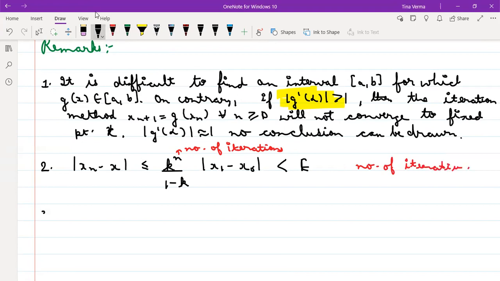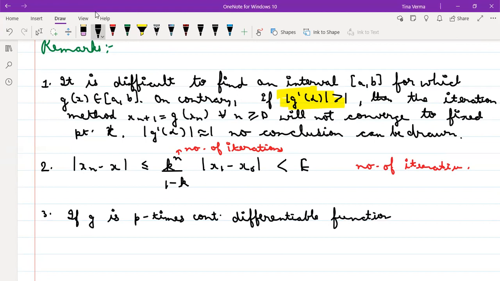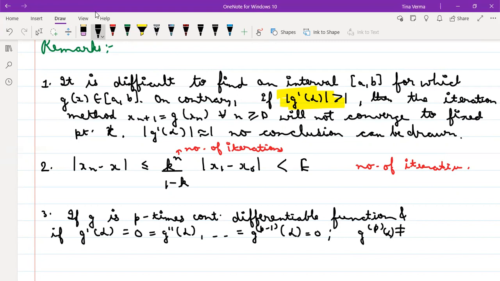The one and the foremost important remark: if g is p times continuously differentiable function, and it follows that your g dash alpha equal to 0, and your double derivative is also equal to 0, and up to the (p minus 1)th derivative is 0 and your pth derivative is non-zero, then we can expect higher order of convergence.